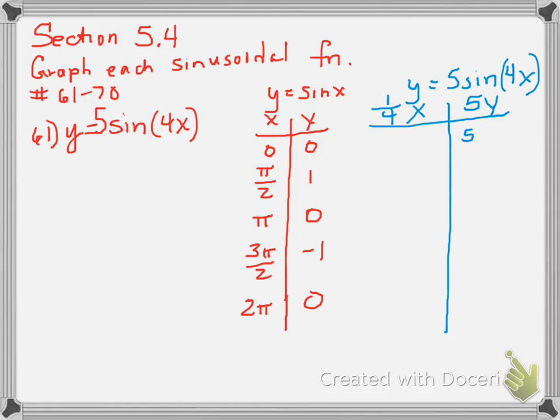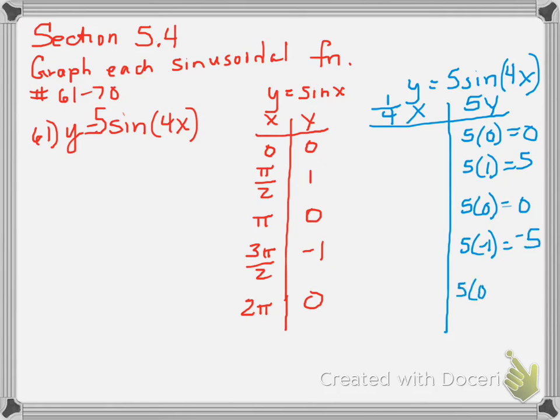So this would be 5 times 0, which is 0. 5 times 1, which is 5. 5 times 0 again, which is 0. 5 times negative 1, which is negative 5. And then 5 times 0, which is 0.